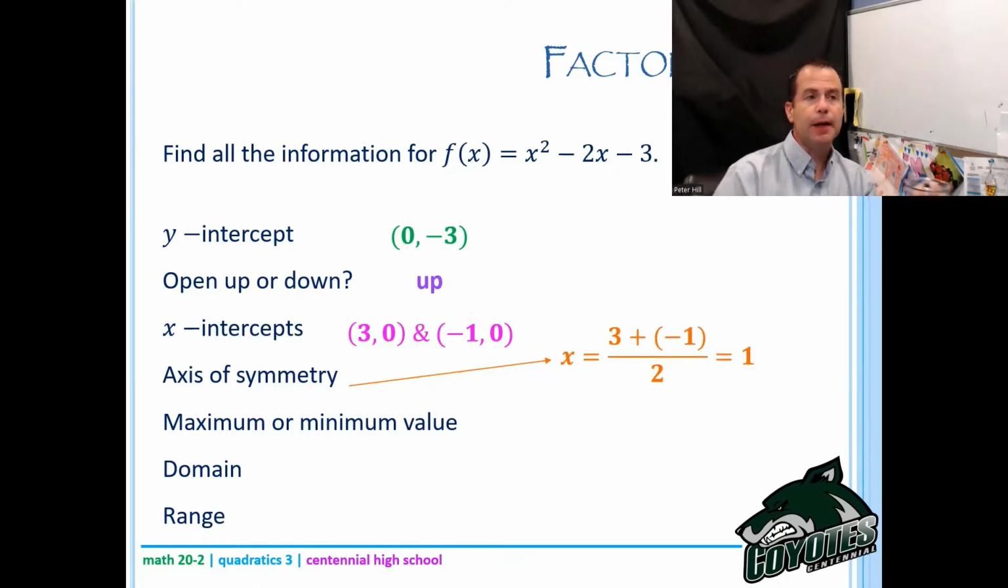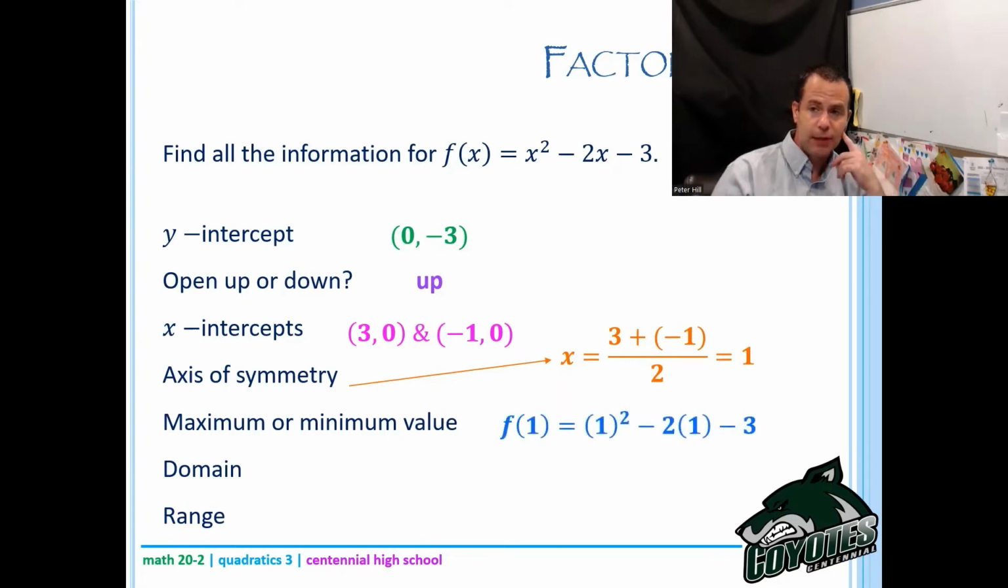Maximum or minimum value? Well, I know this graph opens up. And so if it opens up, I know there's a bottom to it. So I'll have a minimum value. And I know it will be the y value of my vertex. I already know the x value of my vertex. So what I want to do is plug in that x value.